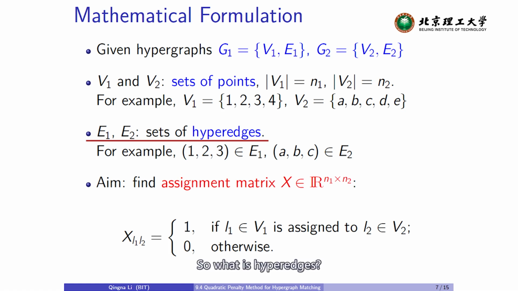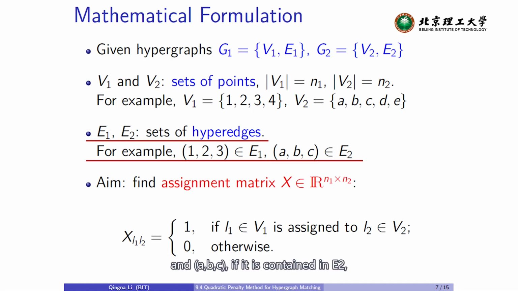What are hyperedges? As you may recall, an edge connects 2 points. A hyperedge contains more points. As I mentioned before, the 3 points 1, 2, 3 form a hyperedge. For example, 1, 2, 3 in E1 is a hyperedge, and ABC, if it is contained in E2, is also a hyperedge.